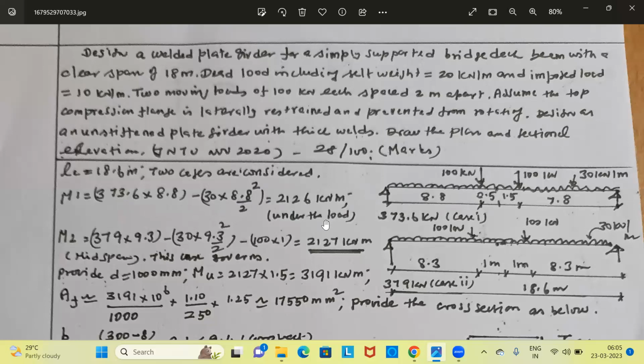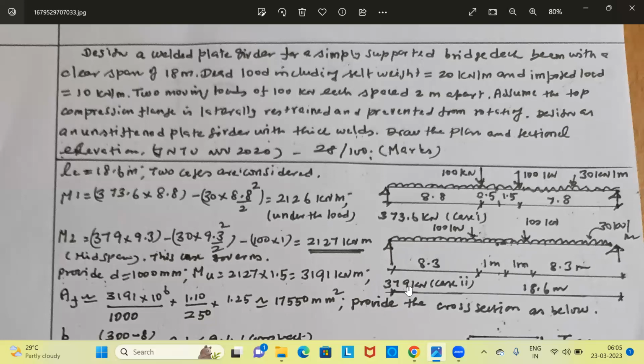Now let us see what is the maximum bending moment for the second load case. For the second load case, this reaction is 379 kilonewton. Here the reaction calculation is somewhat simple because it is just the total load divided by 2. 100 plus 100, 200 by 2, plus 30 into 18.6 by 2. That will give the value of one reaction.